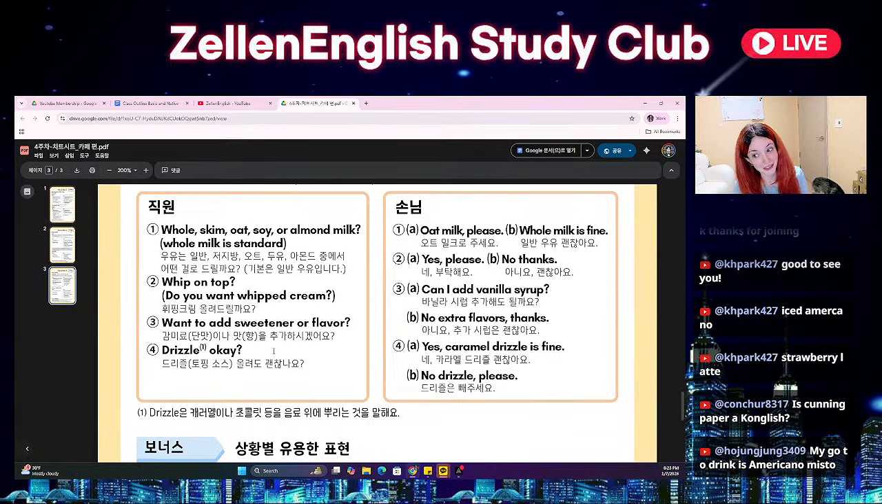Do you want to add sweetener or flavor? Again, you can just say sure and tell them your flavor, or ask what flavors they have, or just say no extra flavors, thanks. Or just no thank you. You can always just say no thank you. And then drizzle, okay. So drizzle is like when they put the caramel or the chocolate or something on top, which is common, and they might just say drizzle, okay. That means, do you want the drizzle? You can say drizzle is fine. No drizzle, please.